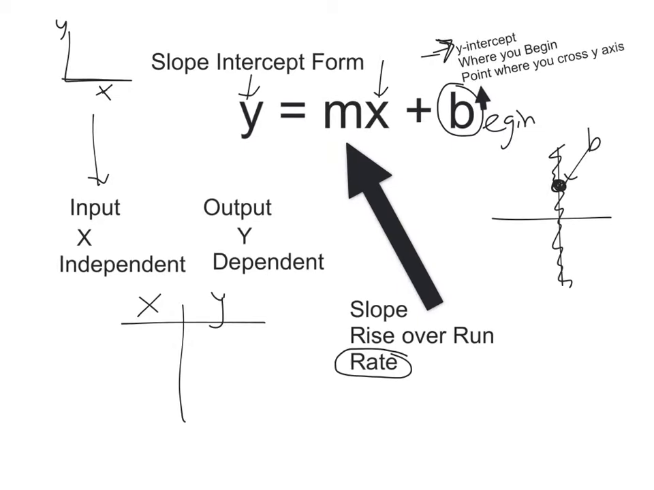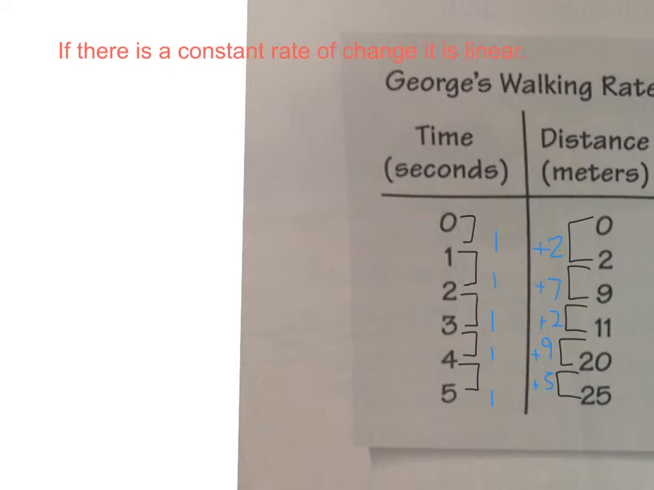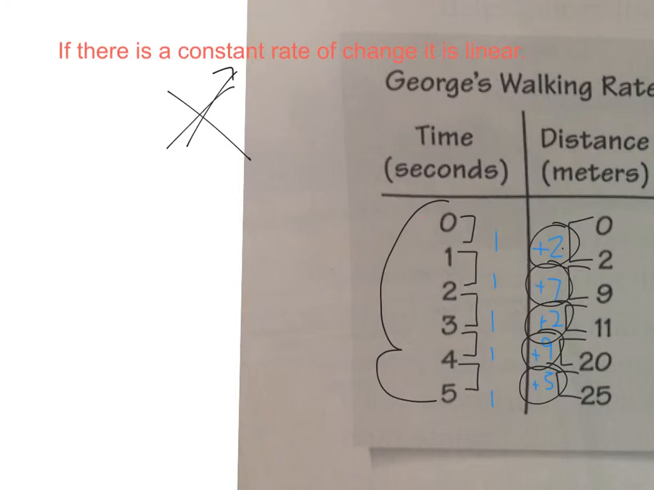All right. So let's take a look at each individual. George's walking rates. The first thing you need to know is, is there a constant rate of change? If there is, it's linear. So we look at the time in seconds. You can see it's going up 1 second, okay? This is important to look at. Sometimes they're going to trick you here, and they're going to give you different intervals. So here it's going up by 1, and then you could see the interval. It's going up 2, 7, 2, 9, 5. That is inconsistent. It is not a consistent rate of change. So therefore, George's walking rates are non-linear.